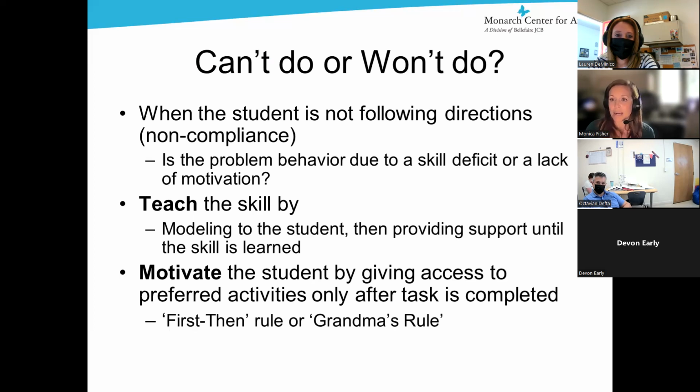Sometimes we might want to set up some contingencies if there's something that a child really doesn't like to do or is not motivated to do. Maybe that's the last thing on their schedule prior to them earning some sort of free time or a break from work or some sort of preferred activity. So thinking about how we can arrange contingencies so that we see the behavior that we want to see.